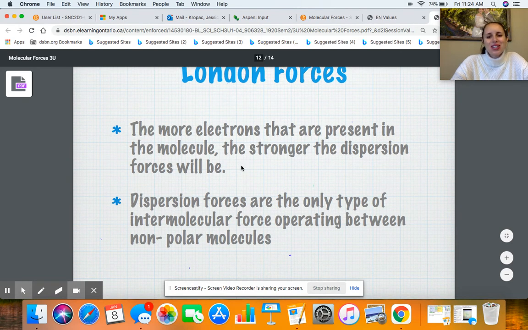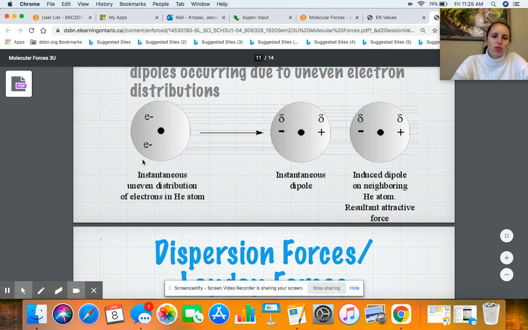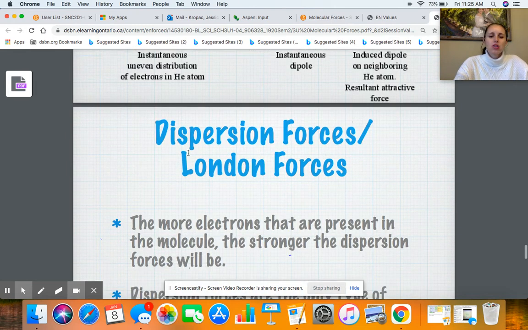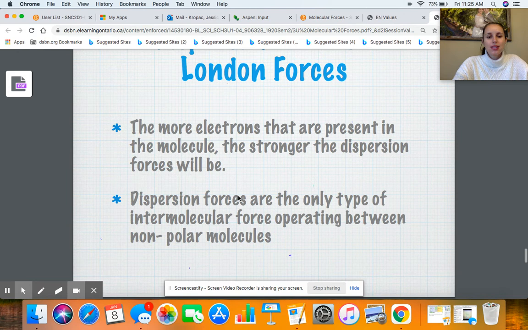So the more electrons that are present in a molecule, the stronger the dispersion forces will be. Here, we took a look at just 2 electrons, right? That's like 2 negatives. If we had maybe 8 electrons on this side, it's going to mean a stronger negative charge and a stronger positive charge. So the stronger those charges are, the stronger the forces are going to be. The more electrons something has, the stronger the dispersion force is.